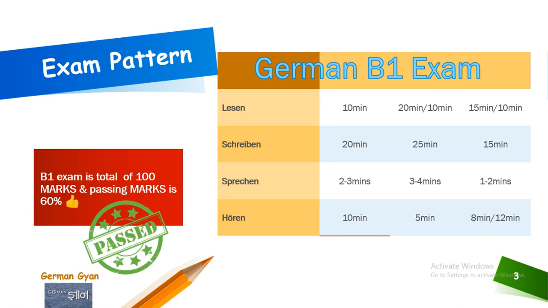And if we go forward to the Sprechen part, we are having 3 tiles. First tile is of 2 to 3 minutes, second is for 3 to 4 minutes, third is for 1 to 2 minutes. And similarly the last module, which is Hören, which is hearing, we are having 4 tiles. First tile is of 10 minutes, second tile is of 5 minutes, third tile is of 8 minutes and the last tile is of 12 minutes. The total B1 exam is of 100 marks and the passing marks for total is 60.